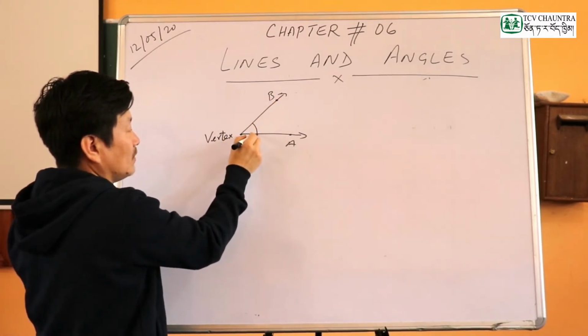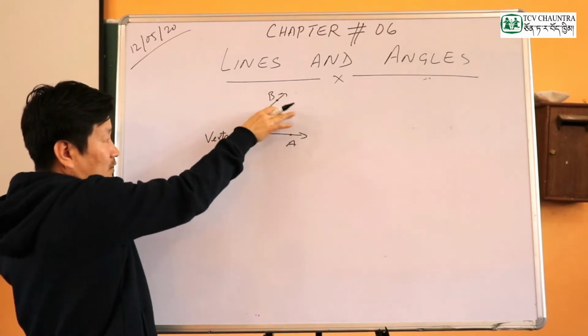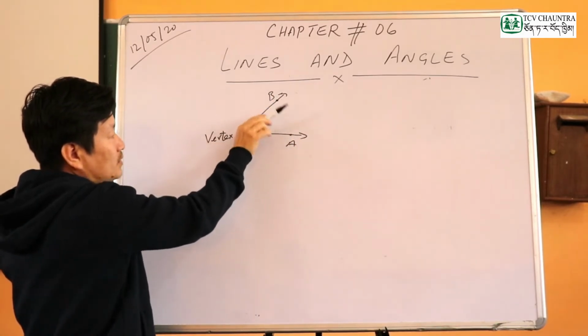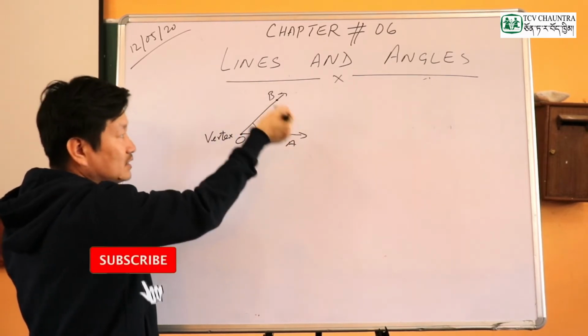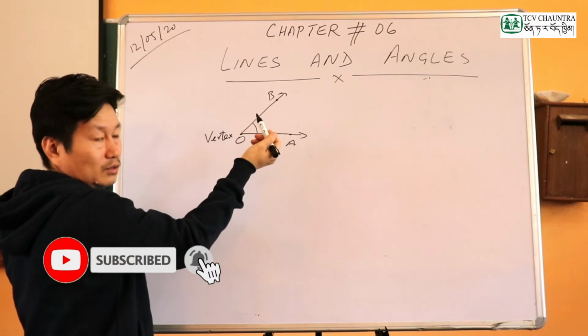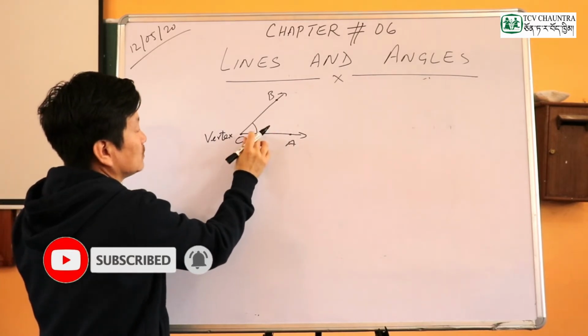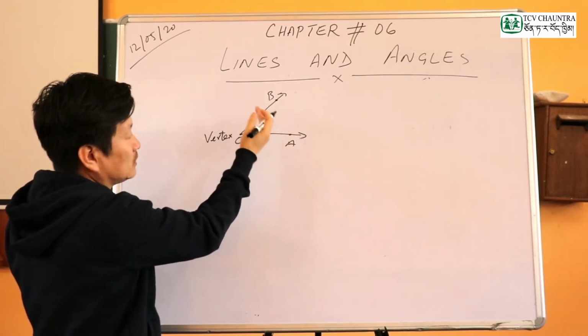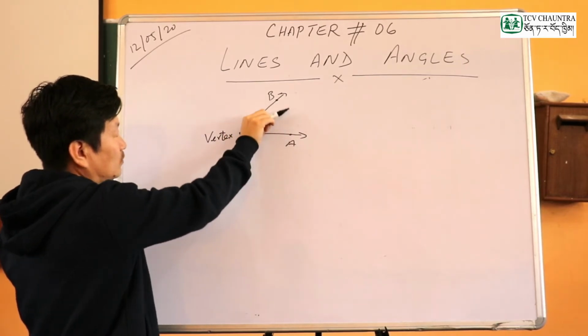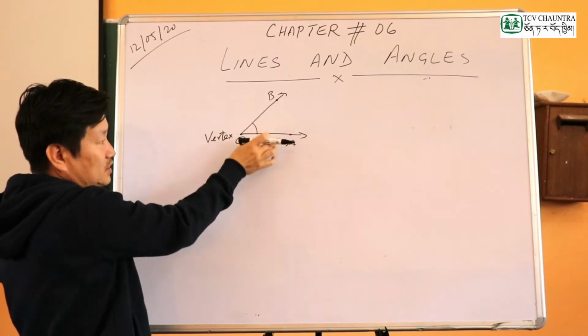An angle is a measure of rotation. The arm OB rotates. Angle is measured in units, either degrees or radians. Measurement of the angle is the amount of rotation of the arm, from the initial arm to the terminal arm.